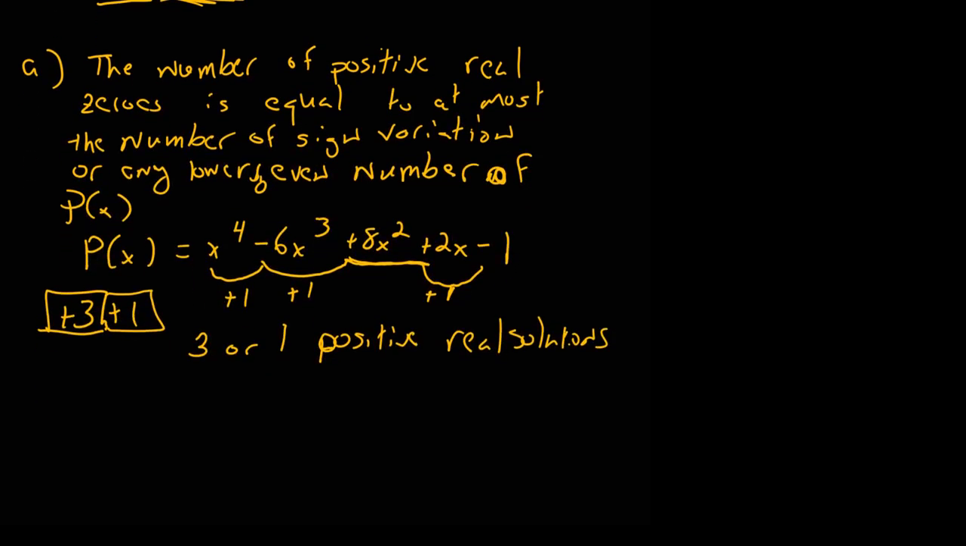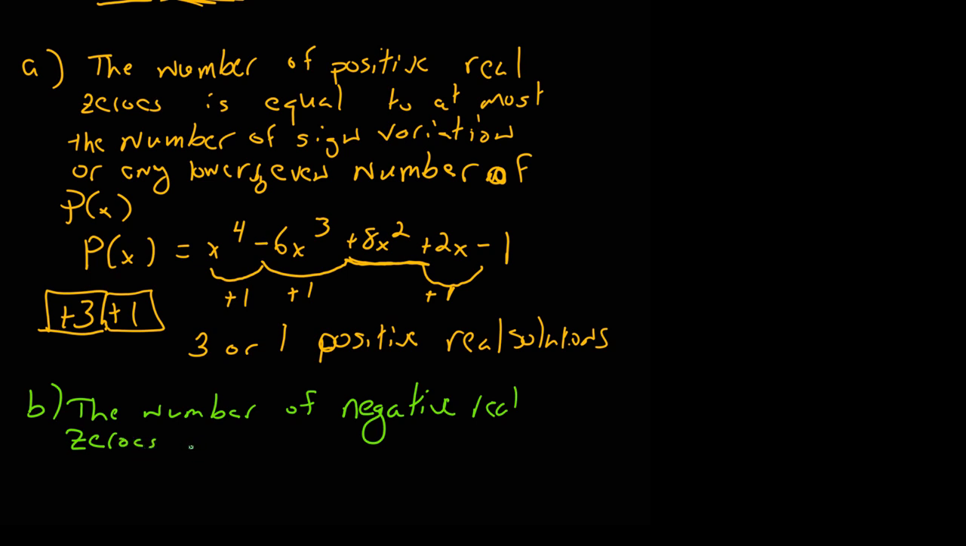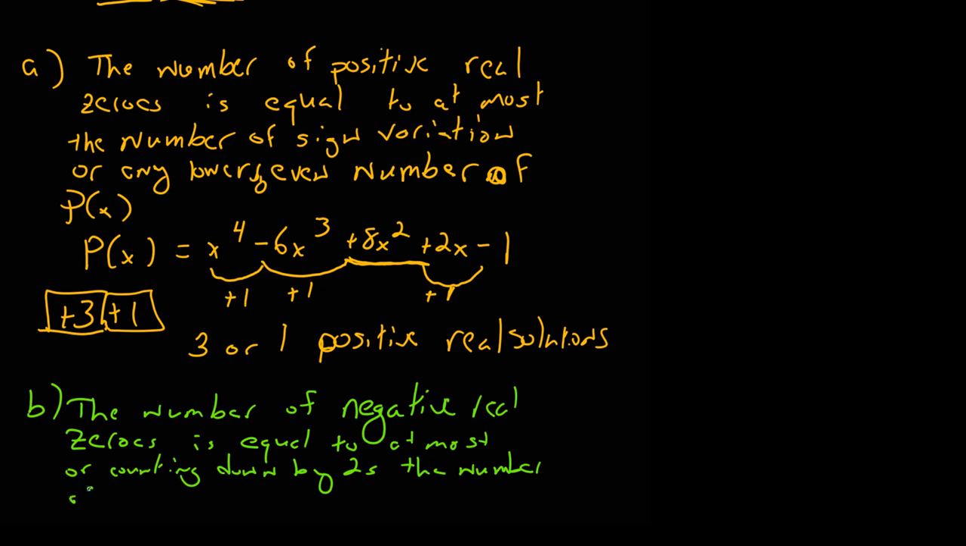And that's the second part of Descartes' rule of signs. The number of negative real zeros is equal to, at most, or counting down by 2s, the number of sign changes in my polynomial if I put in negative for x.